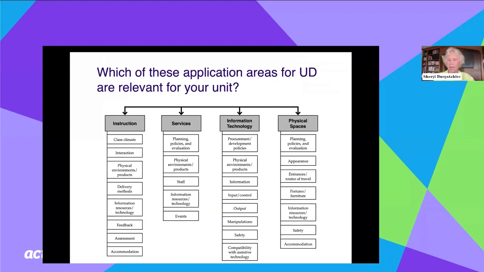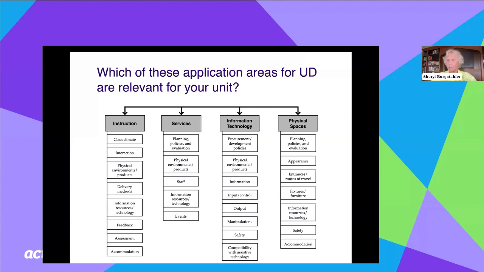You might want to put this in chat and look at these 4 things. I came up with these 4 categories as being relevant to education. And there are also, you could add more, but the 4 of them cover most of the things that we do in education: instruction, services, information technology, physical spaces. And then I've created some checklists that you'll find on the website that I'll give you access to at the end.